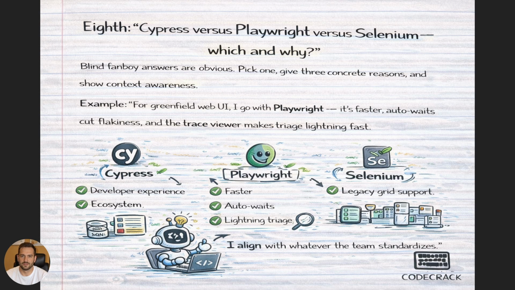Eighth, Cypress versus Playwright versus Selenium. Which and why? Blind fanboy answers are obvious. Pick one, give 3 concrete reasons, and show context awareness. Example: for greenfield web UI, I go with Playwright. It's faster, auto-waits cut flakiness, and the trace viewer makes triage lightning fast. Cypress excels at developer experience and ecosystem. Selenium still rules for massive browser grids and legacy. I align with whatever the team standardizes.